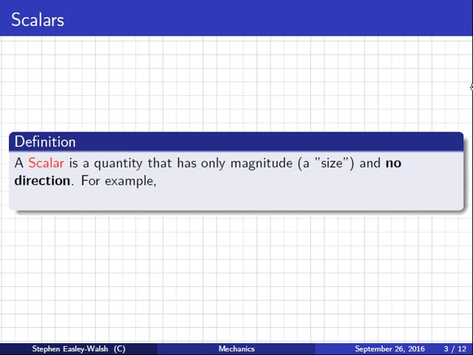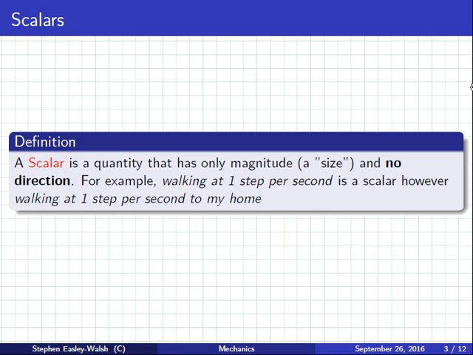For example, here are some examples of scalars. Walking at 1 step per second. That's a scalar. But walking at 1 step per second to my home, that's not a scalar. And the difference is what? The direction to the home.